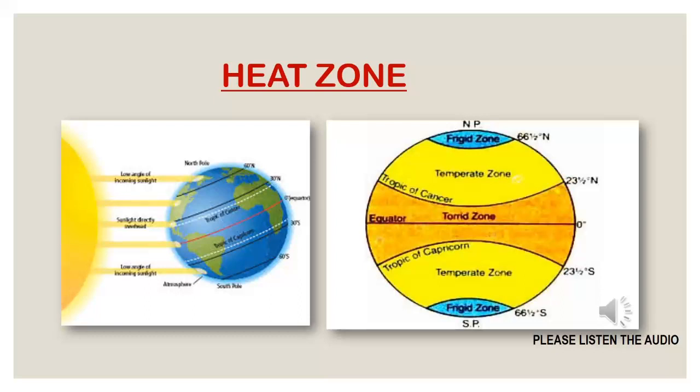The next is the frigid zone. The meaning of frigid, we all know, is cold. The zone lies between the Arctic Circle and the North Pole in the northern hemisphere, and between the Antarctic Circle and the South Pole in the southern hemisphere. The temperature remains very low throughout the year as this zone receives very slanting sun rays. So these zones get the least amount of heat and they are the closest to the poles of the earth.